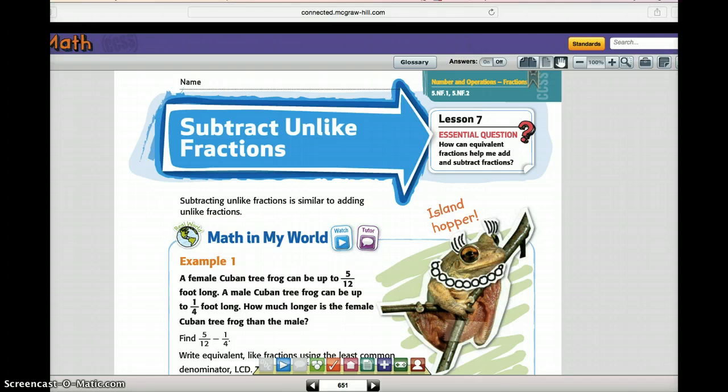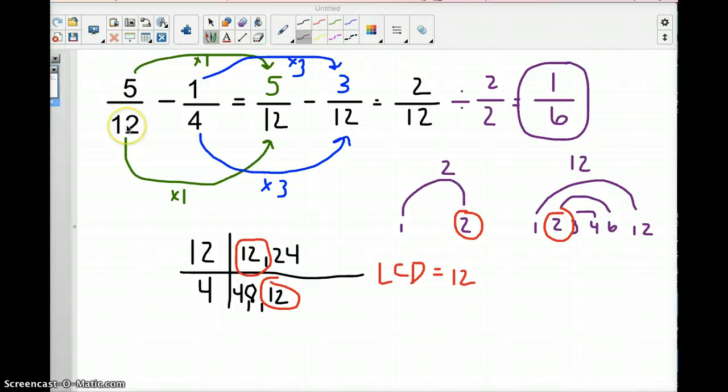We go back to our word problem because we want to make sure that we're answering the correct problem. It says a female Cuban tree frog can be up to 5/12 foot long. A male Cuban tree frog can be up to 1/4 foot long. How much longer is the female Cuban tree frog than the male? So in order to figure this out, we subtracted 5/12 minus 1/4, which converted into 5/12 minus 3/12, which gave us 2/12. We simplified, so the female tree frog is 1/6 foot greater than the male tree frog. And this is how you subtract unlike fractions.